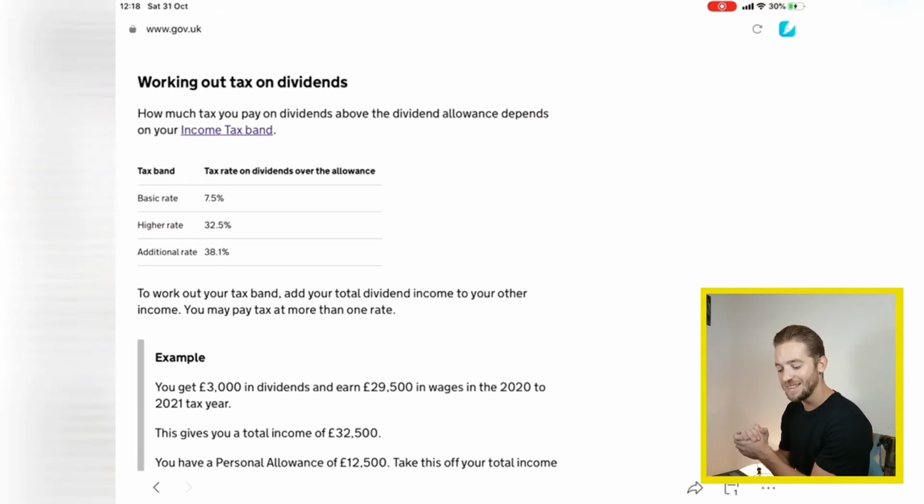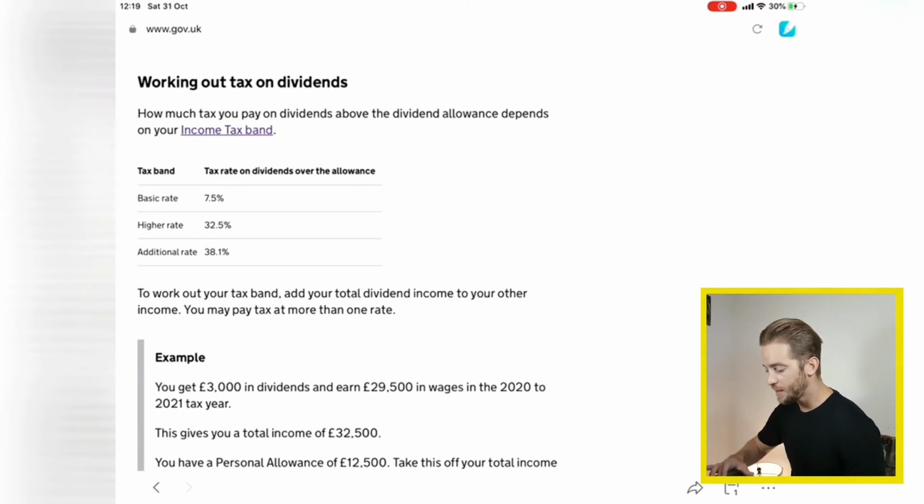And then finally, additional rate at 38.1%. Additional rate, anything above 150,000. And when you're calculating which tax band you belong to, you need to take into account all of your other sources of income. So if you have rental properties and employment income and pension income that totals over 150,000 per tax year, then you know that your dividends are going to get taxed at the additional rate, which is 38.1%.